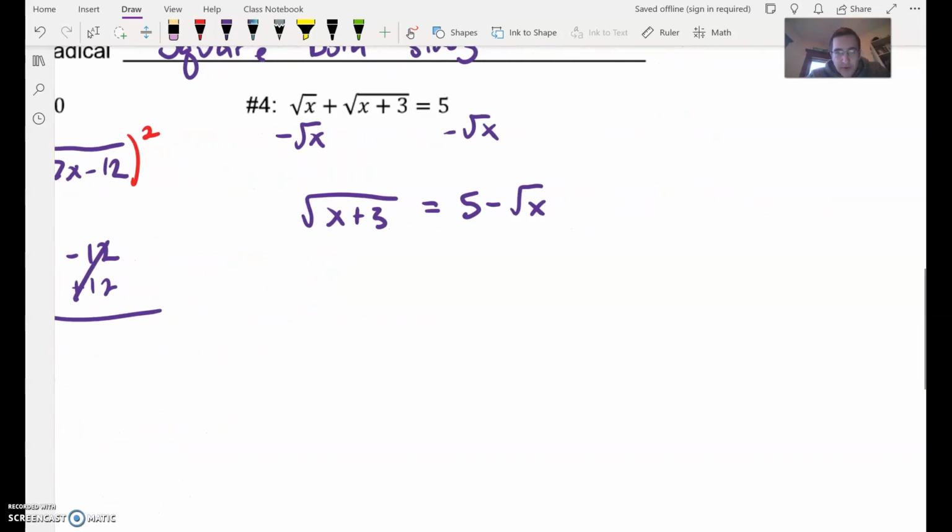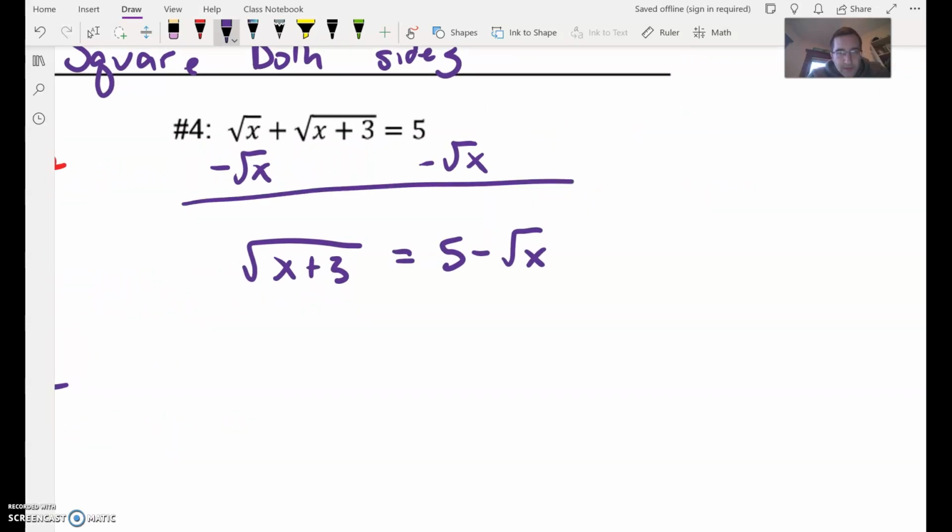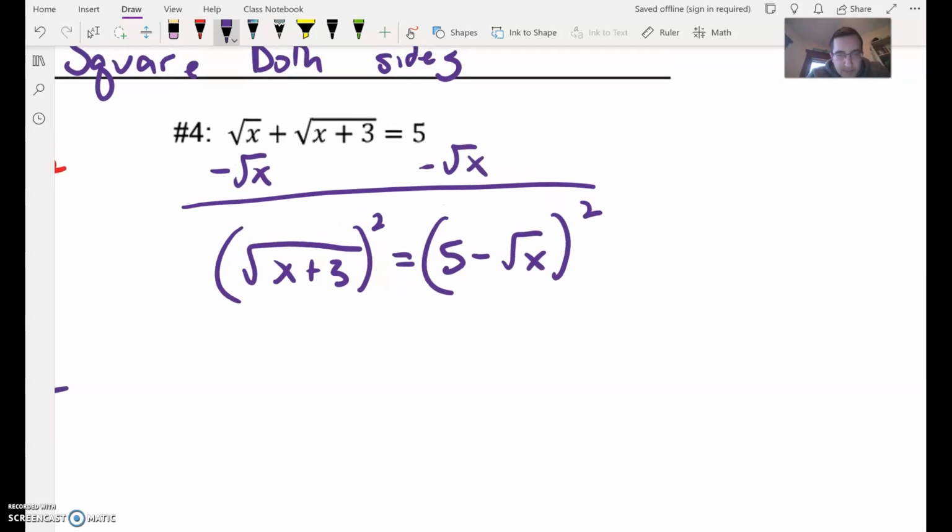So let's finish this one over here because it's a little tricky. So all I did was get the radicals on either side. So now it's time to square, time to square. Square root of x plus 3. The square root of x plus 3 squared is just x plus 3. And then here's where I want to slow down. I want you to try to do this in your head. 5 minus square root of x squared.